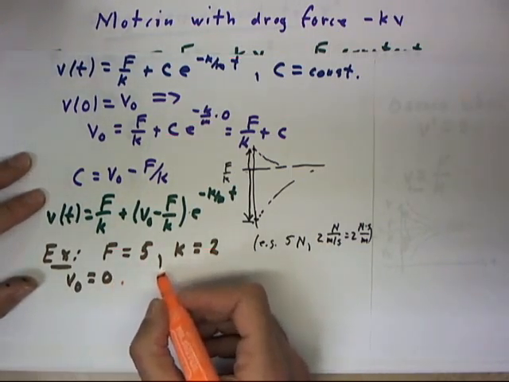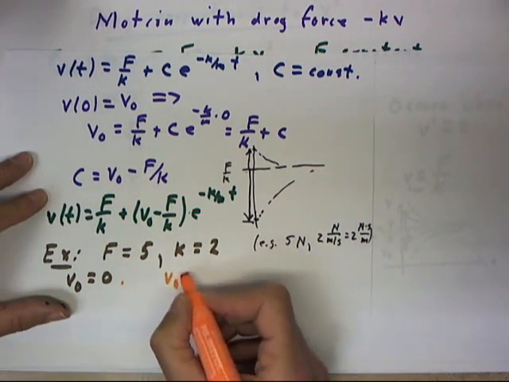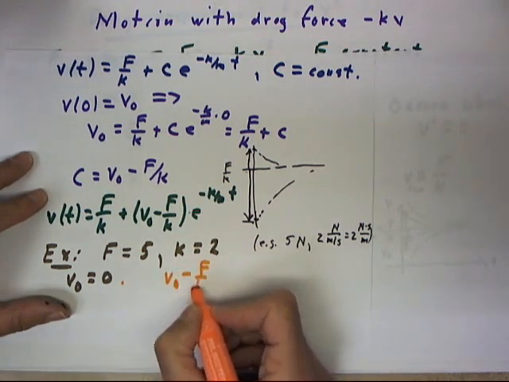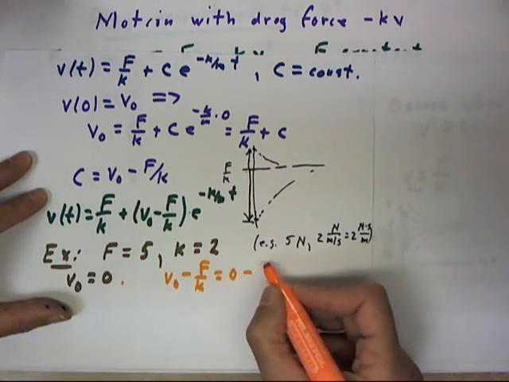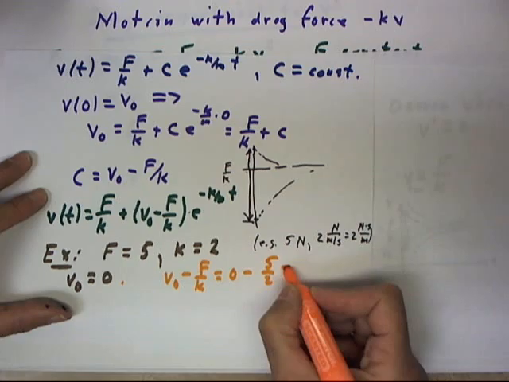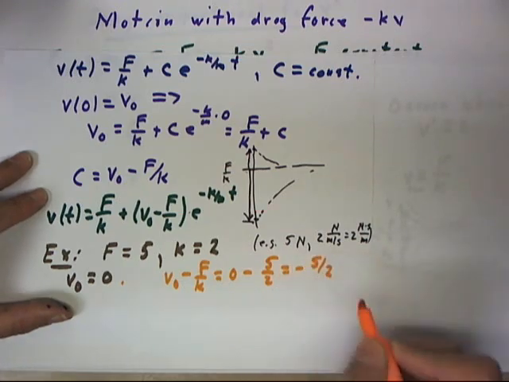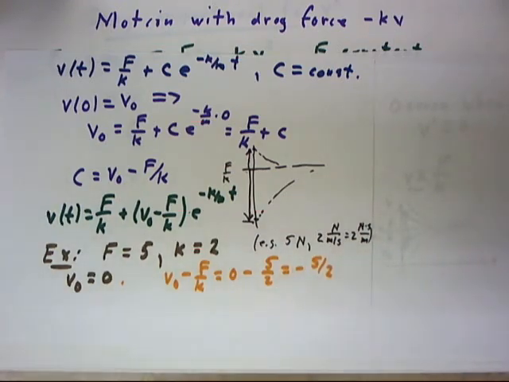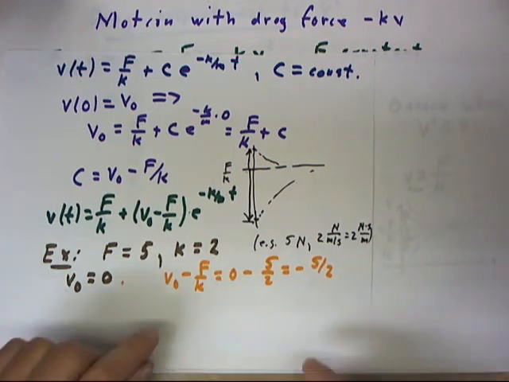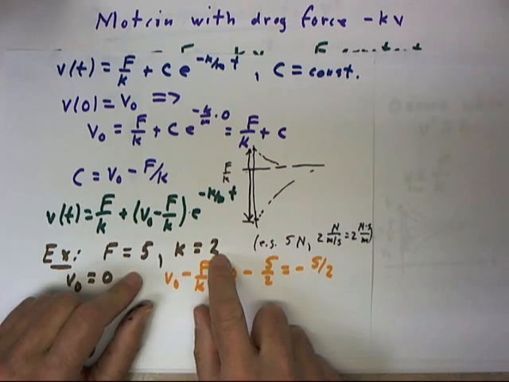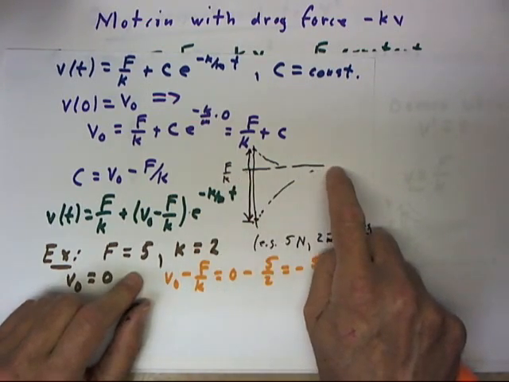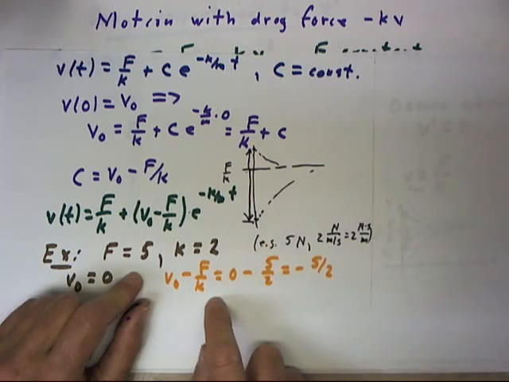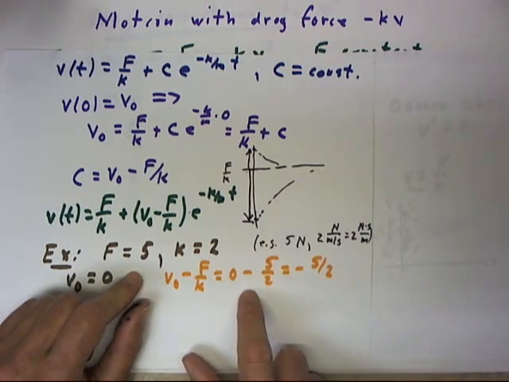Okay, in any case, the solution then is V of t. First of all, let's observe that V naught minus F over K is what? 0 minus 5 over 2, which is negative 5 halves. What's the meaning of that? Well, we could first perhaps have observed that F over K, which is the equilibrium velocity for this system, the equilibrium solution to this equation, is 5 halves.